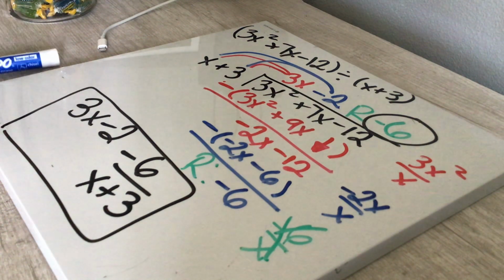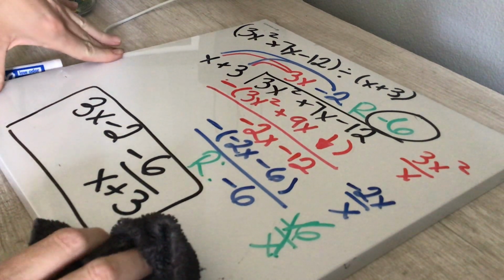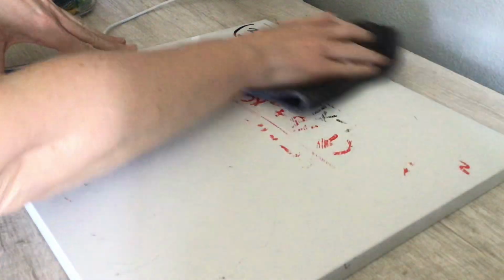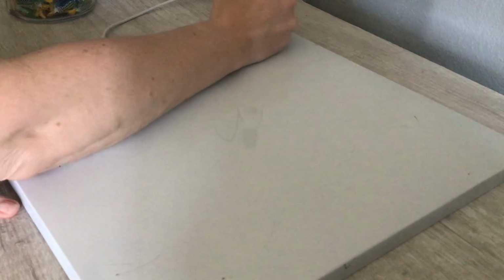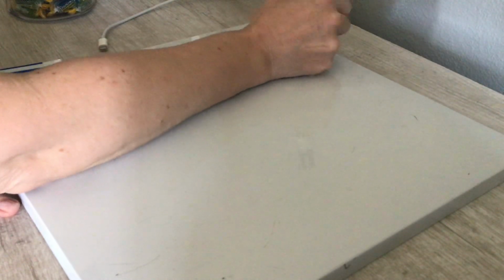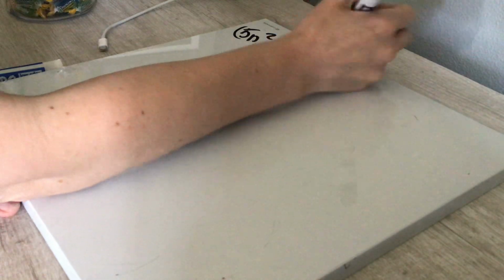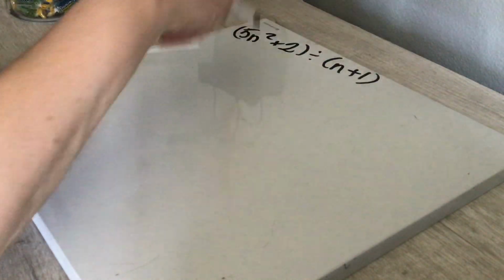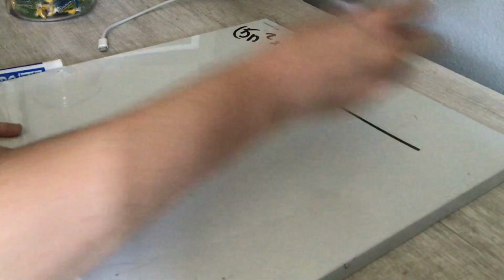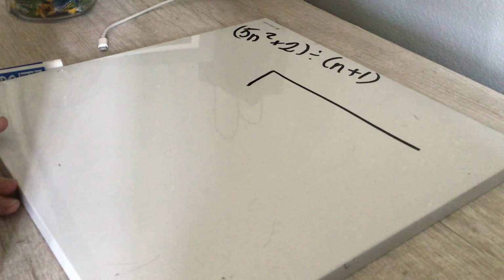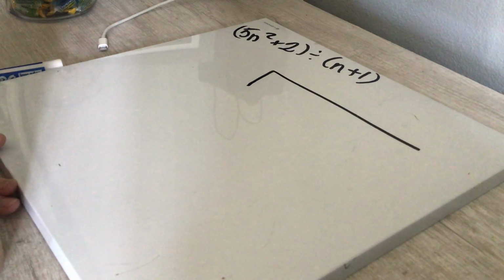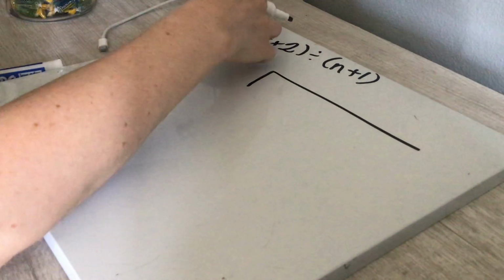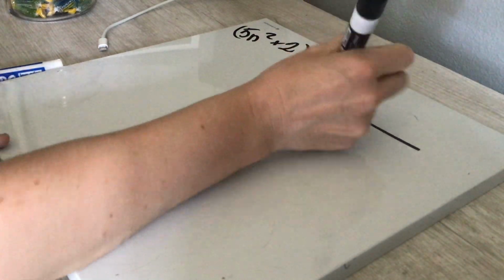So make sure they're written in standard form and then use long division. All right, how about 5n squared plus 2 divided by n plus 1? Again, this is going to go under the division. It needs to be in standard form with every term accounted for. So our highest degree is a square. So that goes first. So we get 5n squared.